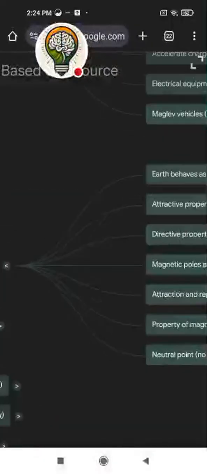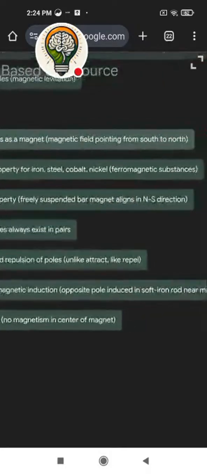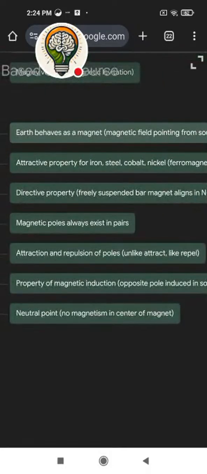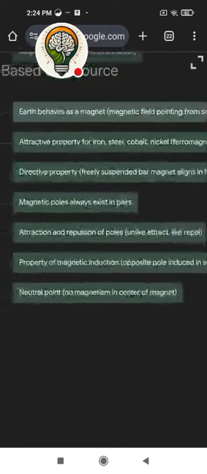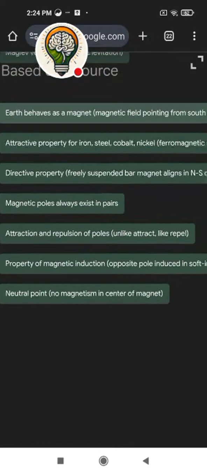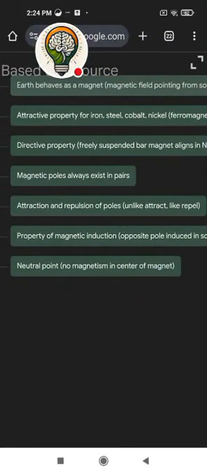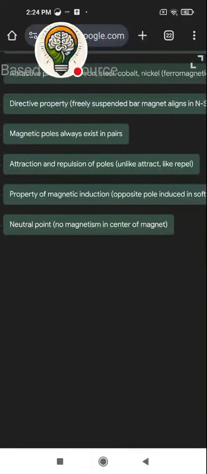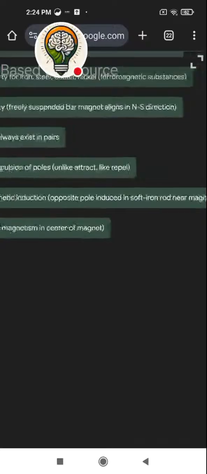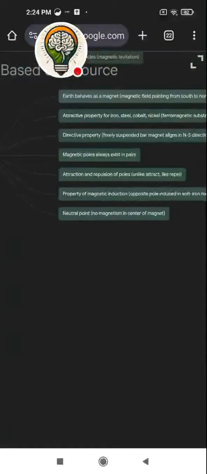Then the properties of magnets. The Earth behaves as a magnet. The magnetic field points from south to north. Attractive property: iron, steel, cobalt, nickel, ferromagnetic substances. Directive property: a freely suspended bar magnet aligns in the north-south direction. Magnetic poles always exist in pairs. Attraction and repulsion: unlike poles attract and like poles repel. Property of magnetic induction: opposite pole is induced in a soft iron rod near a magnet. And the neutral point: no magnetism at the center of the magnet.